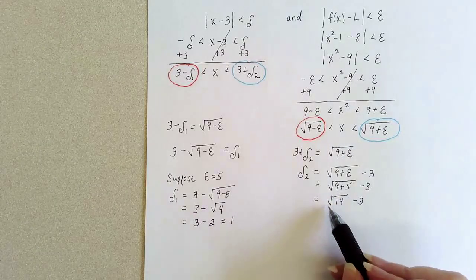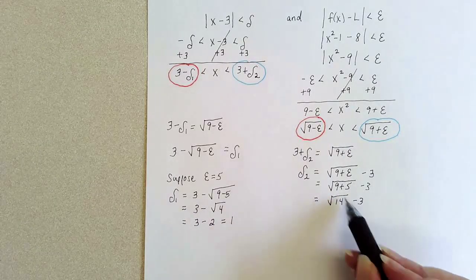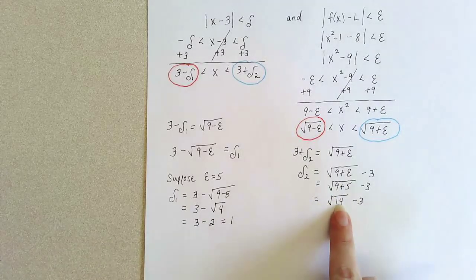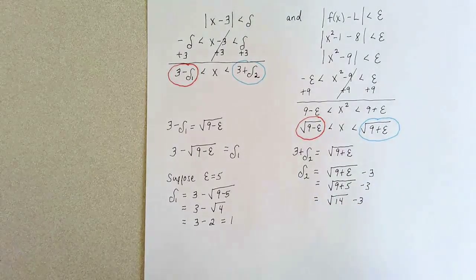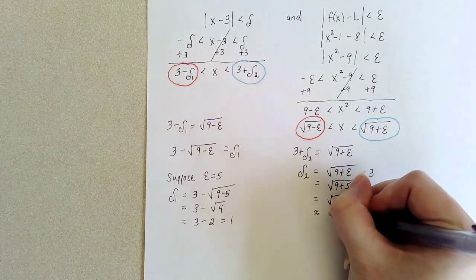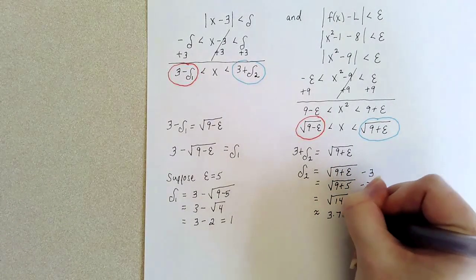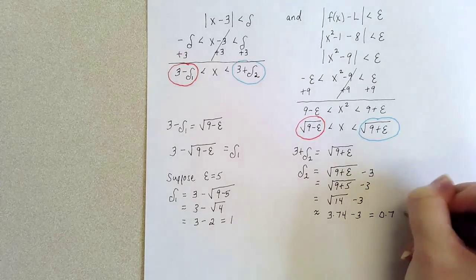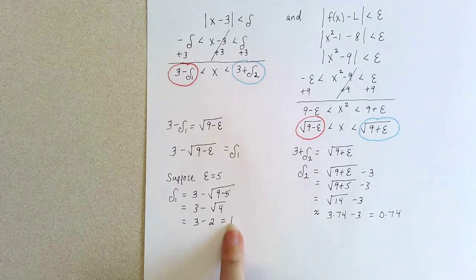Well, if this was the square root of 16, that would be just 4, and 4 minus 3 would be 1. But this is not the square root of 16, it's smaller than the square root of 16. So this has to be less than 1. But if you did have a calculator, you can actually get a value for that. So I'll say that's approximately equal to 3.74 minus 3, which would make this definitely smaller than this one.